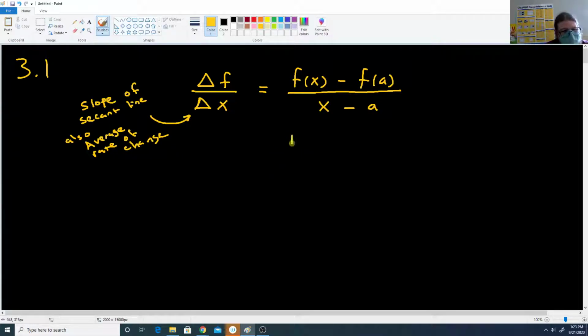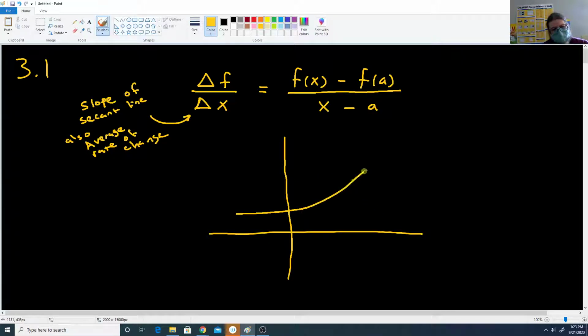So if we draw a picture of this, say we have some function that kind of curves upwards. So we could say our point a is here. The corresponding y value for that point would be f of a. And we're looking some distance out here to x. And this distance out here would have a corresponding y value of f of x.